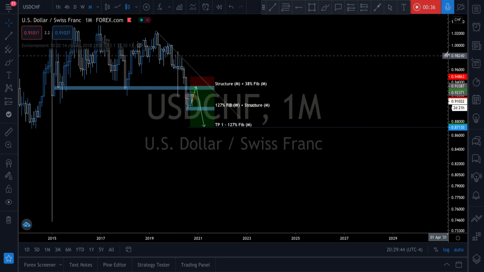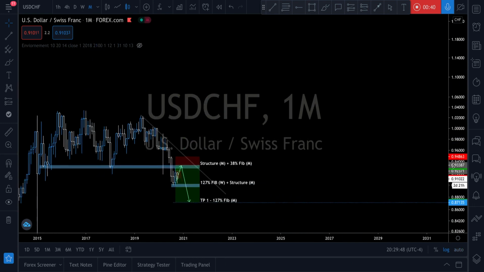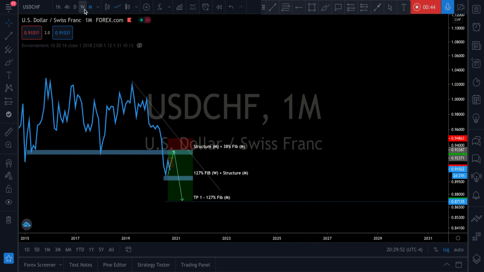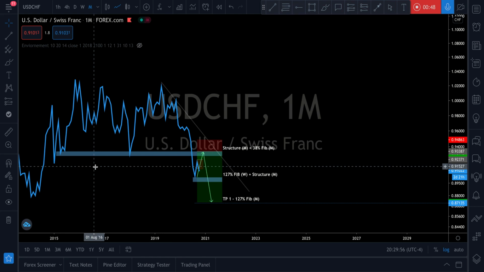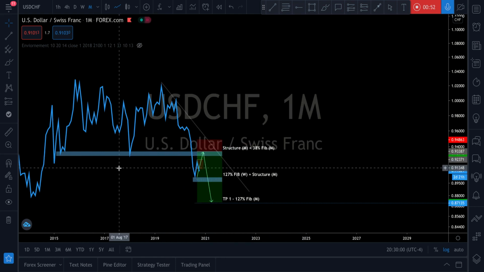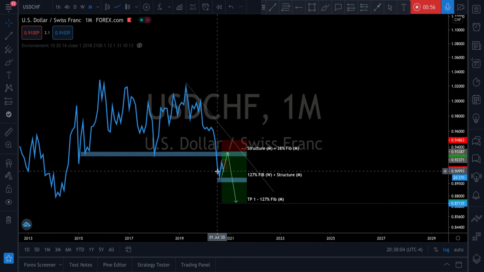So we've already done analysis on this pair in the past. You could go check out the video, but quickly I'll just show you what we were looking at. So as always, we go to the monthly time frame line chart and identify critical areas of structure, whether it be support or resistance, or a combination of the two. We're going to be looking at critical areas of structure that are relative to where price is at or where it could potentially be going.